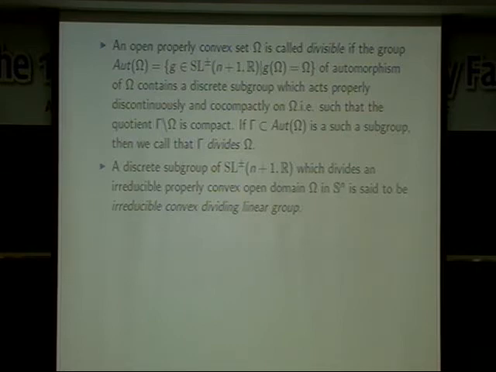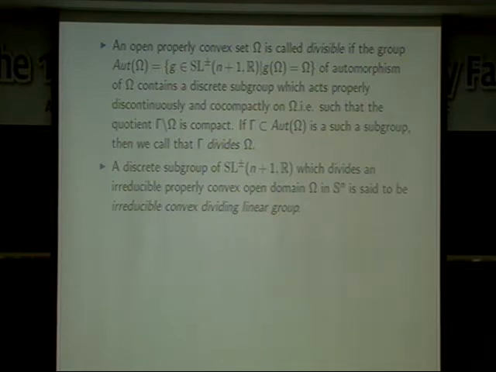An open properly convex set omega is called divisible if the group of automorphisms contains a discrete subgroup which acts properly discontinuously and cocompactly on omega, such that the quotient is compact. If gamma is such a subgroup, then we say that gamma divides omega. So I think this notion is originally from Benoist.